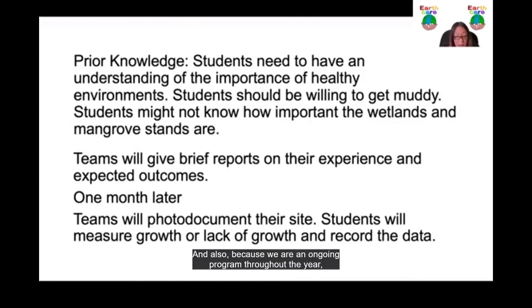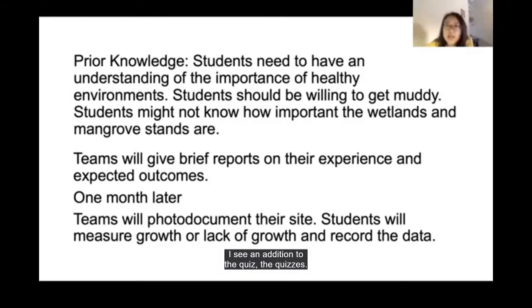And also, because we are an ongoing program throughout the year, we will be able to let them continue monitoring the mangroves. So I said 1 month just for our illustration purposes, but we'll probably be able to go out every month of the year and they will be able to see them grow.